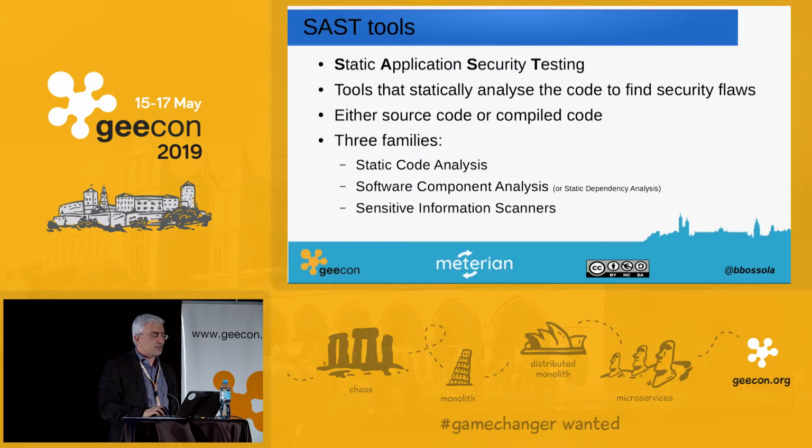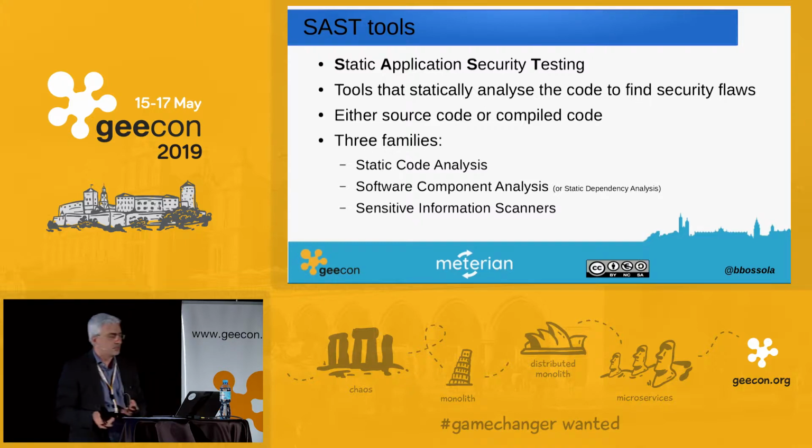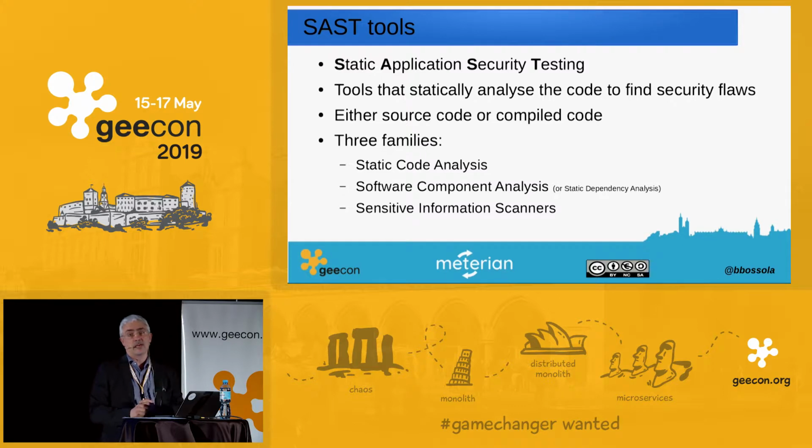OK, so let's start with the SAST tools. SAST stands for Static Application Security Testing. Those are tools that analyze the code in binary or source format, and they look at problems in the code in various ways. There are 3 subfamilies that we will have a look at, some more important than others, but let's drill down.